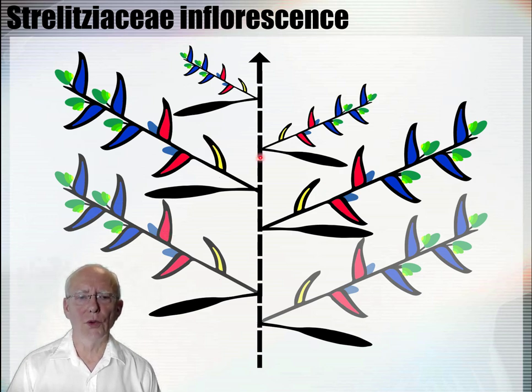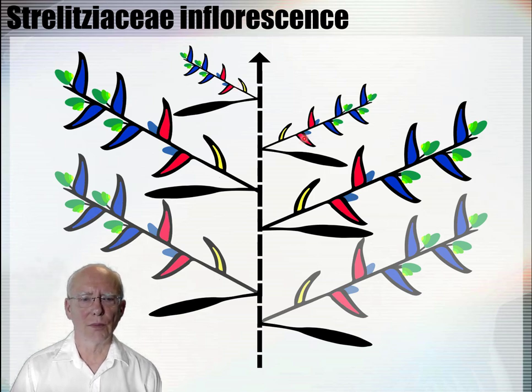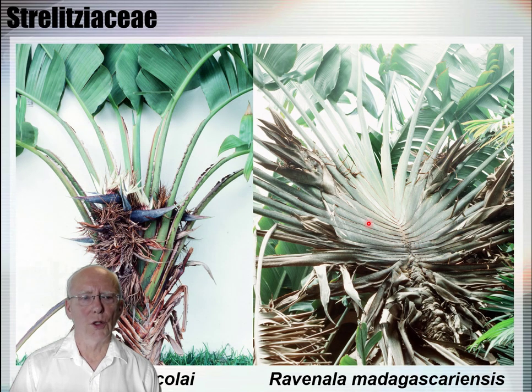There are usually 1 or 2 inflorescences open at any time in a mature flowering shoot, and there are several inflorescences that are developing in the higher level leaves. When we look at Strelitzia and Ravenella, we can see this inflorescence structure with the central axis which continues to grow, and then the lateral inflorescences produced in the axils of the foliage leaves.